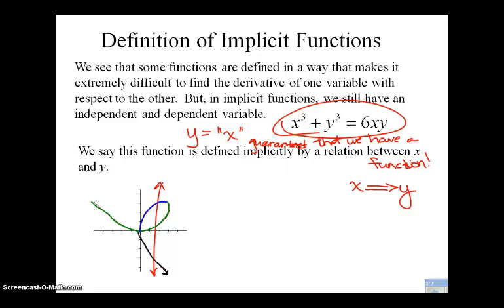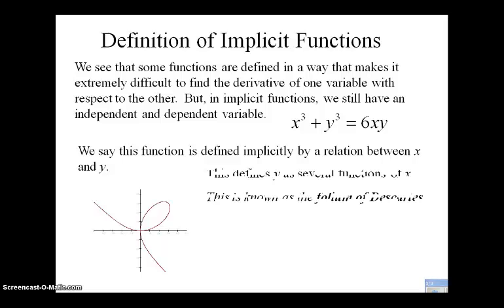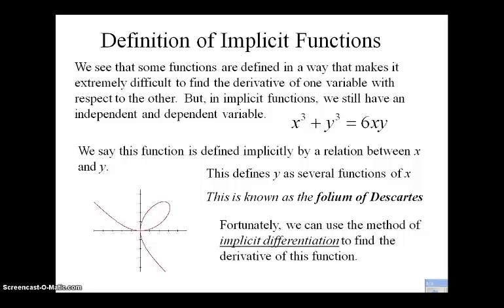So if I break my domain up into pieces of this implicit relationship, if I look at just those smaller pieces, I'm guaranteed to have a function. And with a function comes derivatives. So let's talk about implicitly differentiating. This, by the way, is known as the folium of Descartes for the math nerds in the room. So we can use the method of implicit differentiation to find the derivative of this function.